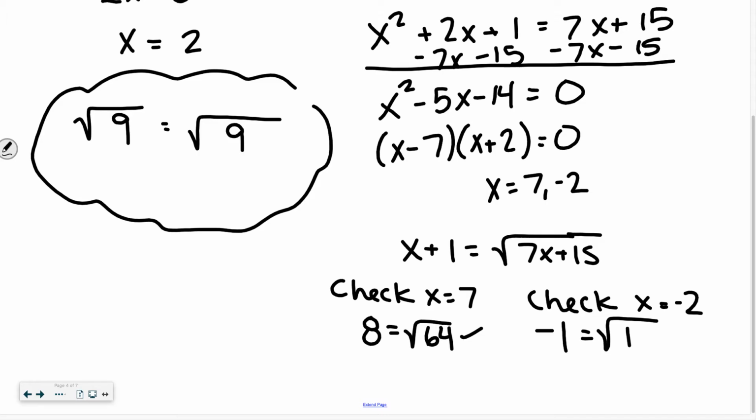So does x equals negative 2 work? No. The square root of 1 is not negative 1. The square root of 1 should simplify to be 1. This is bad. This right here is extraneous. So I'm going to cross off negative 2, label it EXT. The only answer is x equals 7.